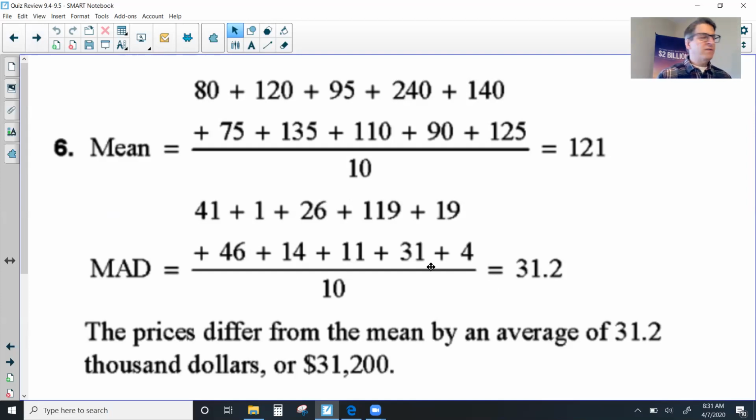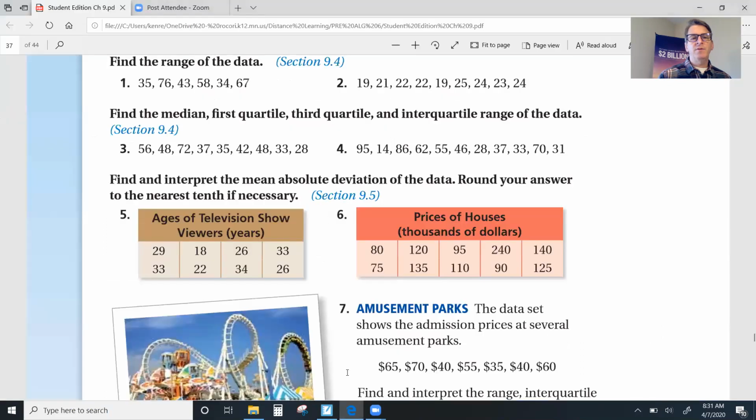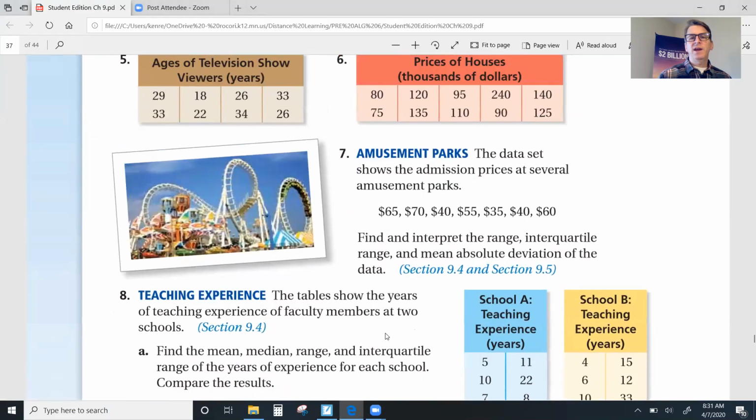So 3 more questions. Number 7 is on amusement parks. The problem says the data set shows the admission price at several amusement parks, 65, 70, 40, 55, 35, 40, and 60. Find and interpret the range, interquartile range, IQR, and the mean absolute deviation.